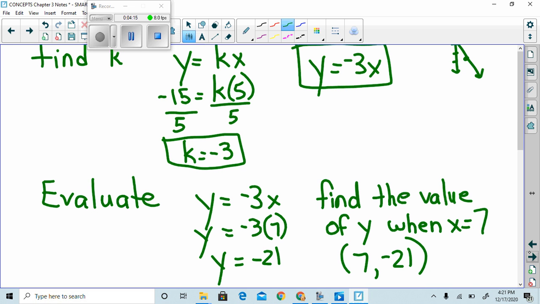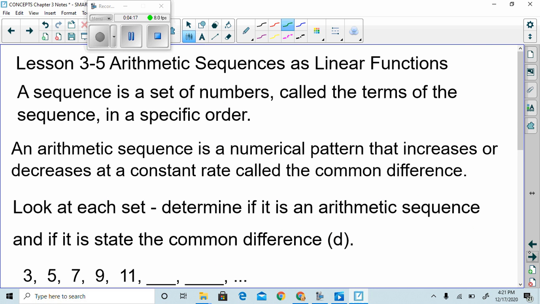Today, I wanted to take a little look at arithmetic sequences. A sequence is a set of numbers, and each of those numbers in the sequence is called a term. And they're in a specific order or a pattern. So now we're looking at these numerical patterns that increase or decrease. If they increase or decrease at a constant rate, it's called a common difference, and we'll refer to that as D, the common difference.